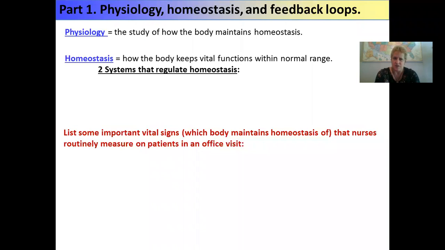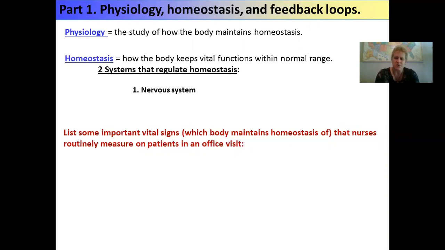Homeostasis is how the body keeps vital functions within normal range. Homeostasis is really keeping the body at a constant state, but you're never at a constant state. What you do is you fluctuate up and down within a normal range. And you only have problems when the body has a function that's outside of normal range, either too high or too low.